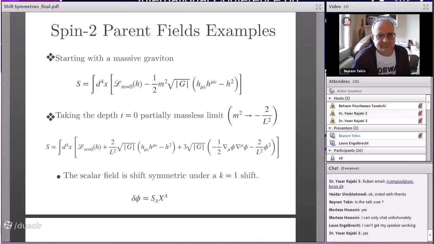Another example is this massive graviton where you take the partially massless limit. So if you set the mass squared to -2/L squared, then you'll get the parent field to be a partially massless graviton, plus you'll get the shift symmetric k equals 1 scalar field, where this is just your Galileon.